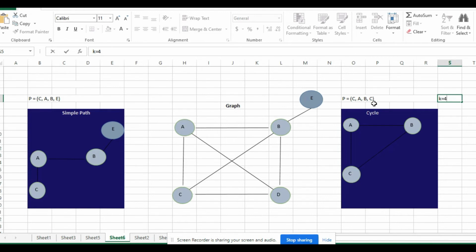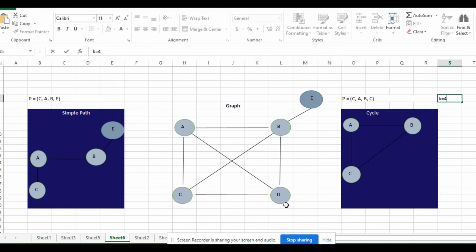And another condition is that the first k minus 1 vertices must be distinct or unique. So in this case, there are four vertices in this particular sequence, C, A, B, C. So k minus 1 is equal to 3. So the first k minus 1 vertices must be distinct. So the first three vertices must be distinct, which is true, and hence all three conditions are being satisfied in this case.